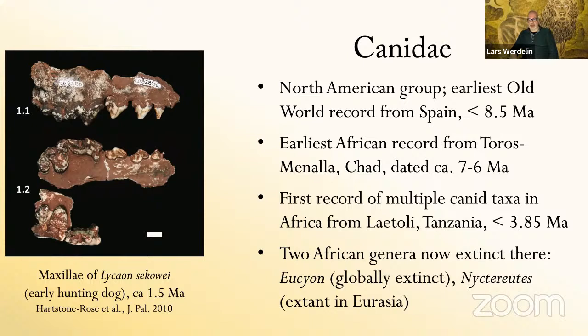Two of the fossil genera in Africa are extinct. Eucyon, which is an ancestral genus to Canis, and is globally extinct. And Nyctereutes, the raccoon dogs, which are extinct in Africa, but are living in Eurasia.